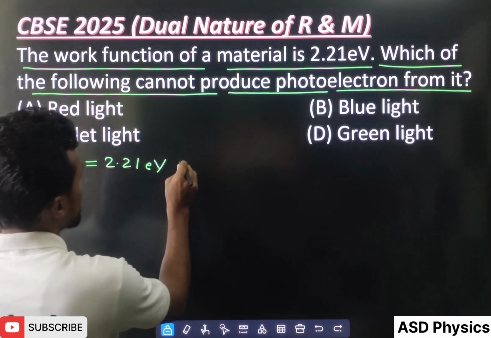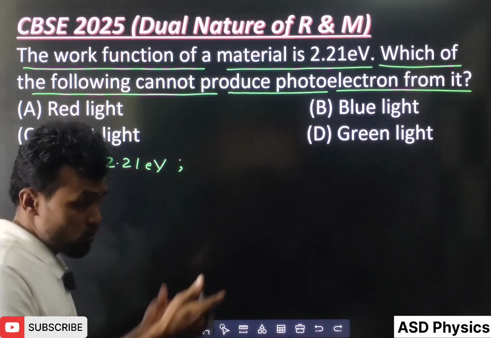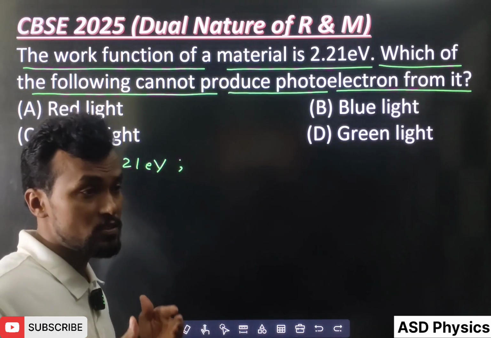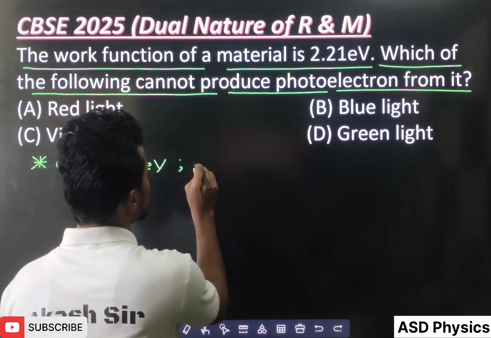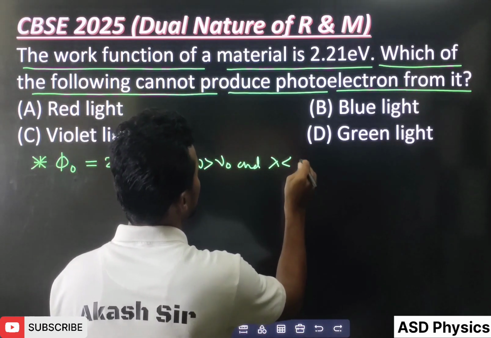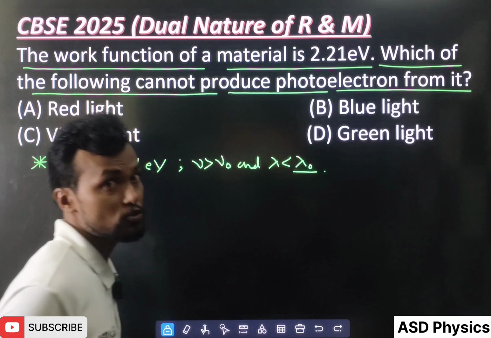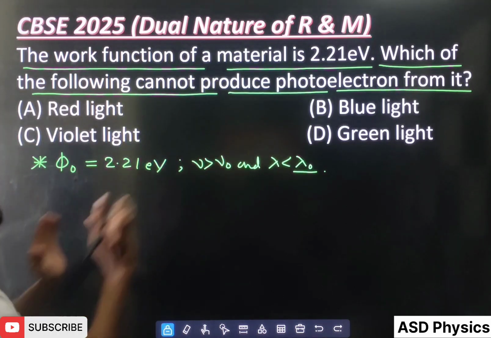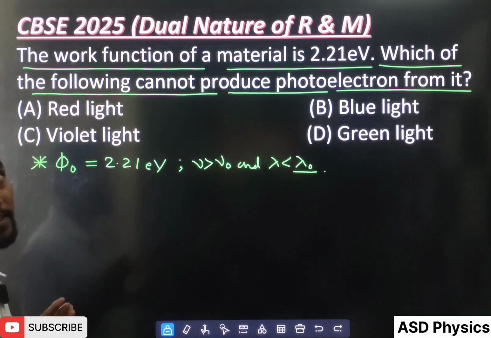And one more thing, remember that to take out the electron from the metal surface, the frequency should be more than the threshold frequency, and the wavelength should be less than the threshold wavelength. We should also know that this condition is satisfied because in the question they did not mention it, which means by default this is there.